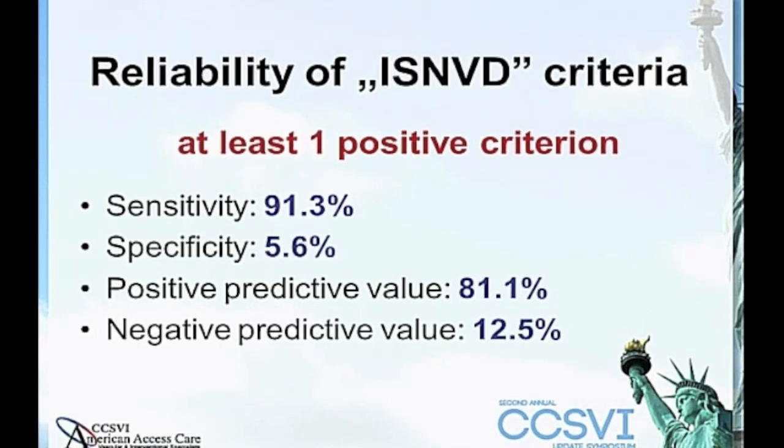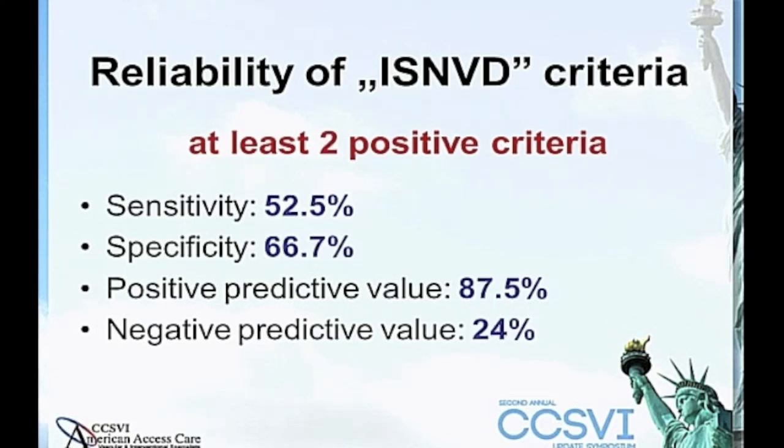Perhaps these new criteria were better. Nope. Look at this specificity. For at least one positive criterion, and if you look at two criteria, again, these numbers are not very good. So, is sonographic assessment of this vein reliable? I think yes, but we need new criteria, we need more data, and we should know what to look for.